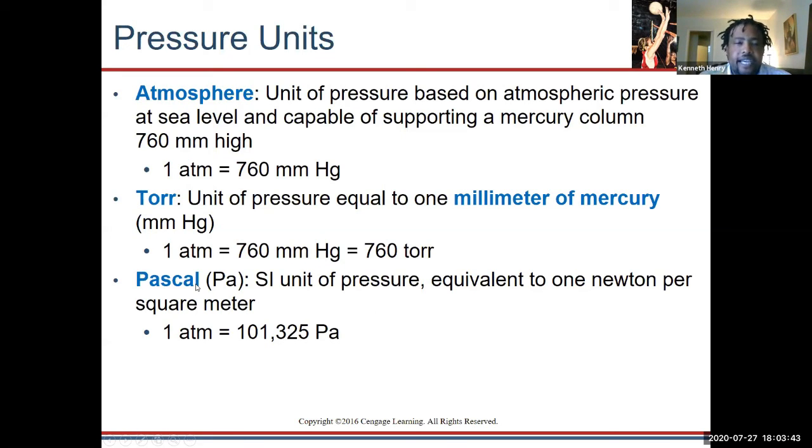A Pascal. Pascals are SI units, the units that they use up in Europe. And a Pascal is basically equivalent to 1 Newton per meter squared. So 1 Pascal is equal to 1 Newton per meter squared, and 1 ATM is equal to 101,325 pascals, which is going to be equal to 101.325 kilopascals.